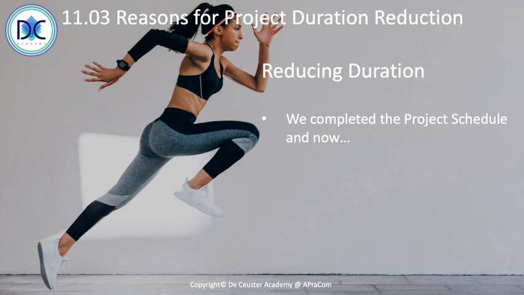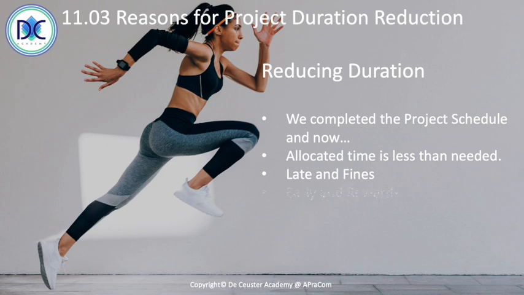Now, the first thing we are going to evaluate is the fact that we finished the project schedule, but now we have some things that we have to verify. We will see what's happening now, and the first thing that we may consider is that the allocated time that we have to finish the project is less than the time that we need. So when we do the forward pass, we identify how much time we need to finish the project, and we see here that the time that we have available is less than the time we need.